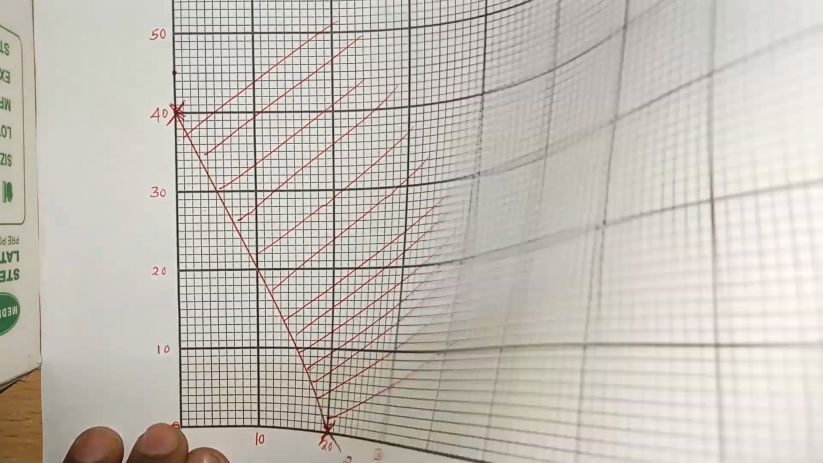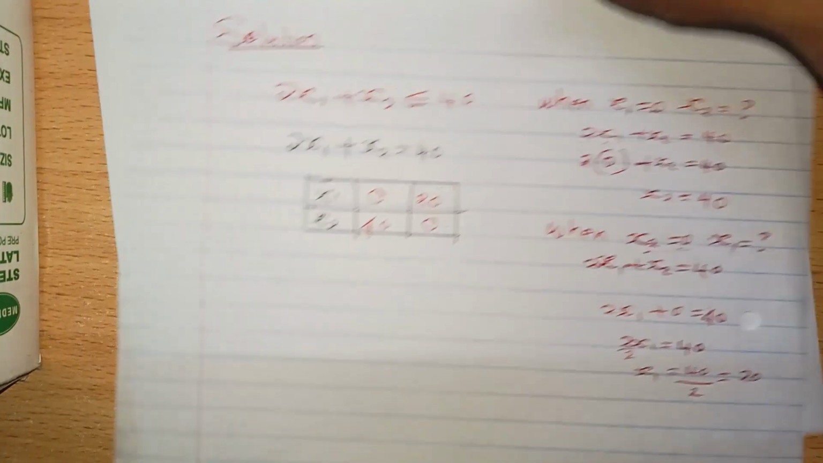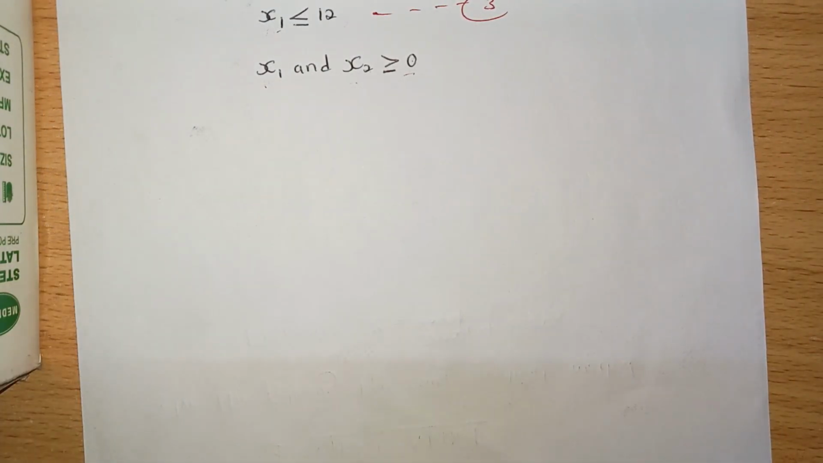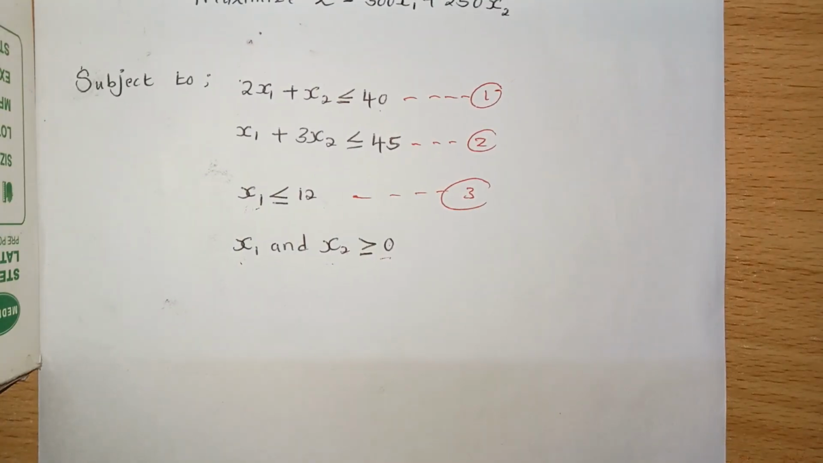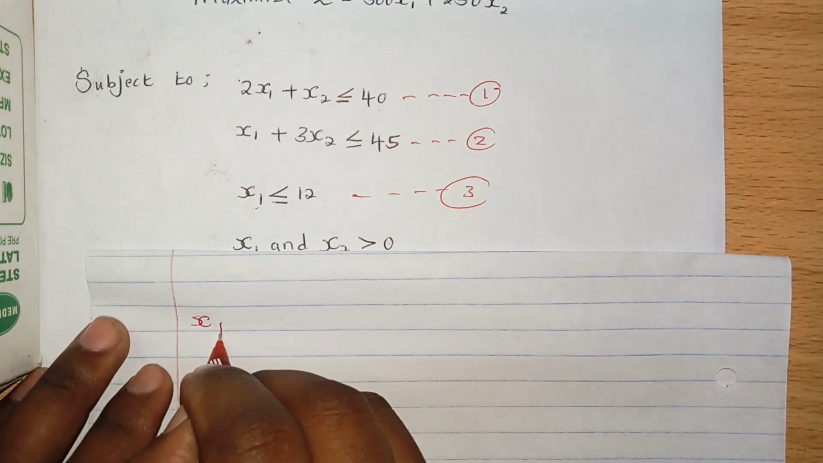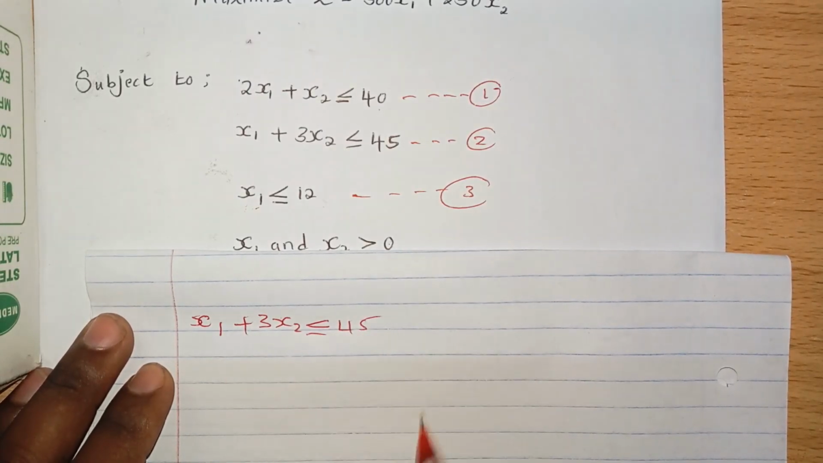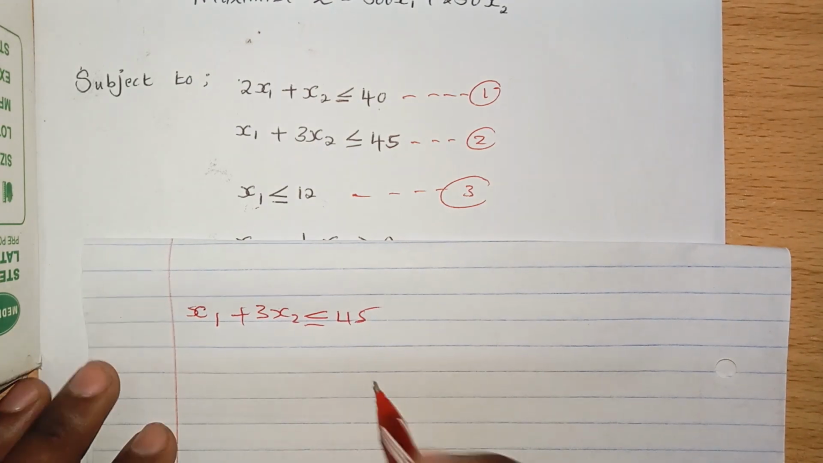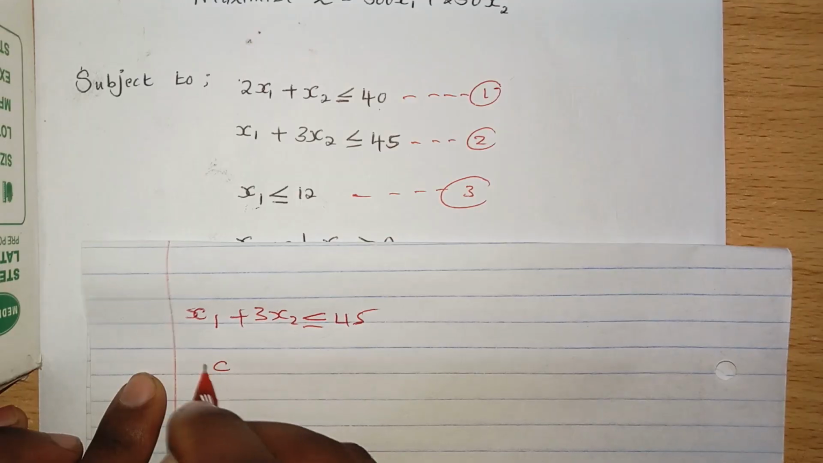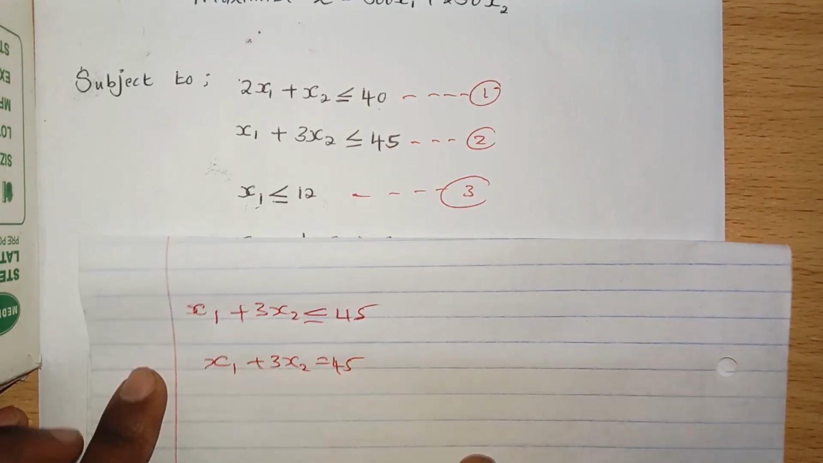Let us now go to constraint number 2. Our second constraint, we have been given as x1 plus 3x2 is less than or equal to 45. So what you need to do, I told you, you need to change the inequality to equality. So this is x1 plus 3x2 is equal to 45.